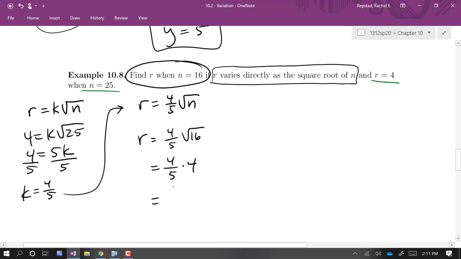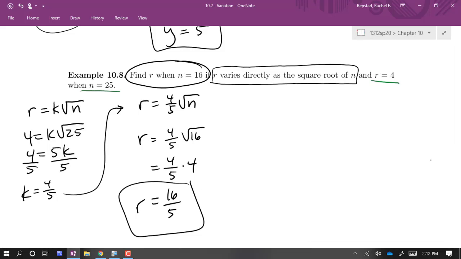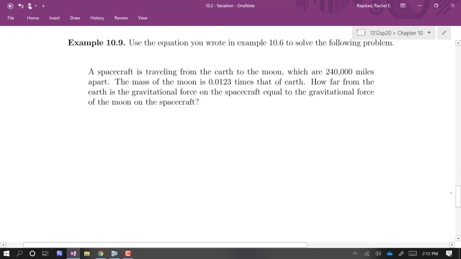So we get 16/5. And there's our result. Okay. So let's do another one. Let's do maybe a more interesting word problem.